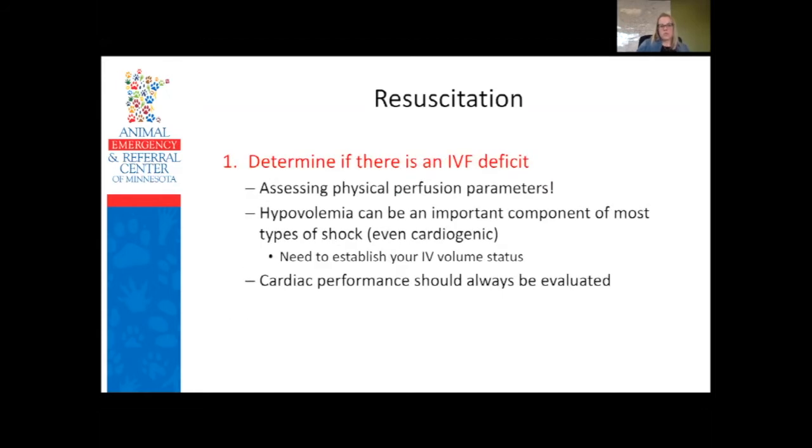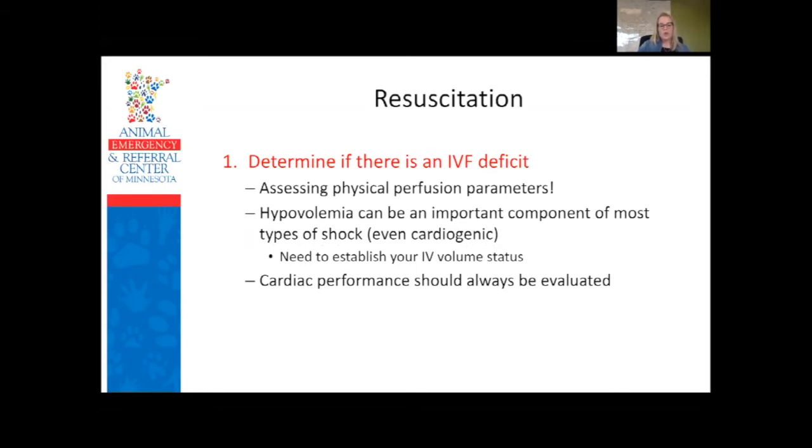So step 1 of this 4-step plan: determine if there's an intravascular fluid deficit. Is this patient hypovolemic? That's what we just talked about with assessing our physical perfusion parameters. This is what's going to help you determine if your patient has a perfusion deficit and needs replacement of the intravascular volume. It's important to keep in mind that hypovolemia can be an important component of most types of shock, even cardiogenic shock.